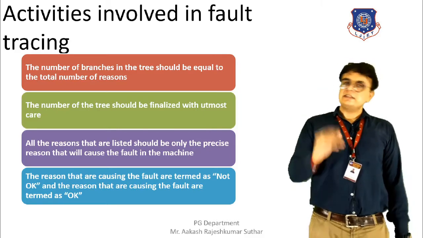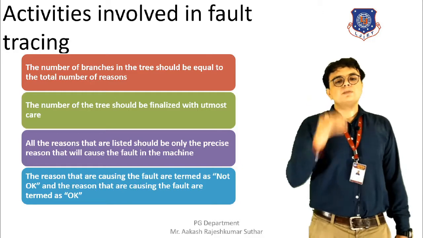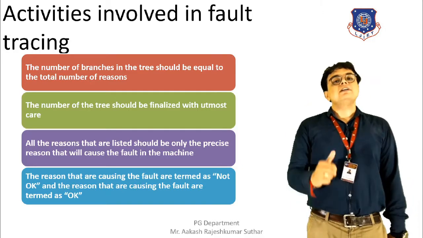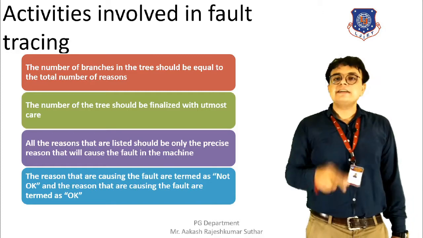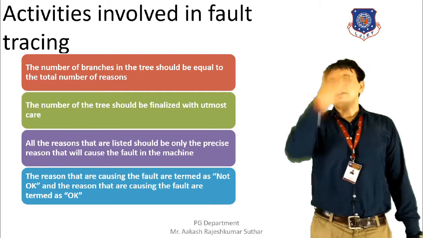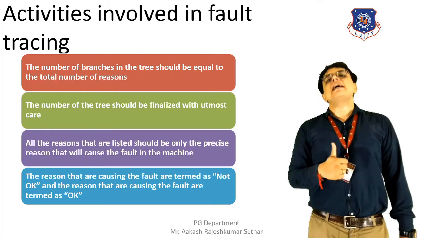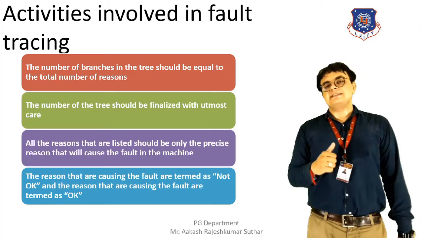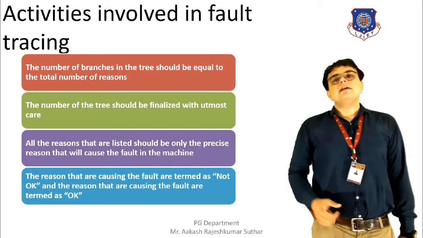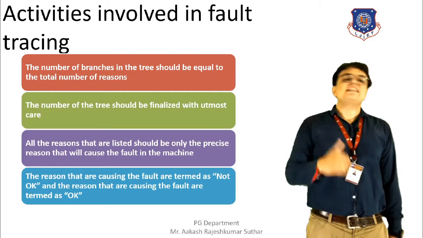All the reasons that are involved in the decision tree diagram should be the precise reasons because of which the fault takes place. As we discussed in the previous session also, whatever reasons or faults we take into consideration in the decision tree diagram should be genuine reasons. After that only can we find out the particular fault because of which the problem has taken place.